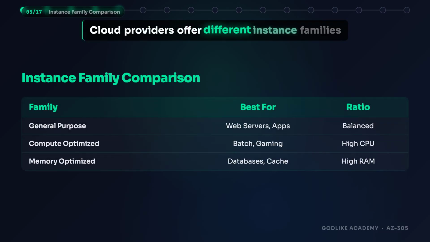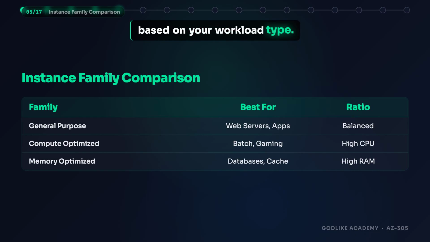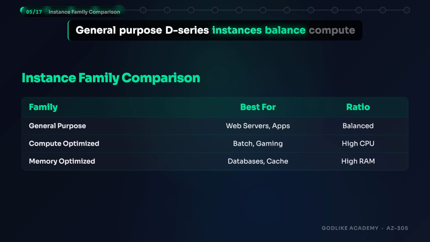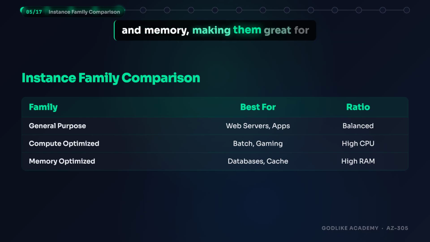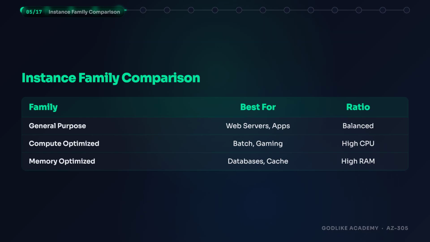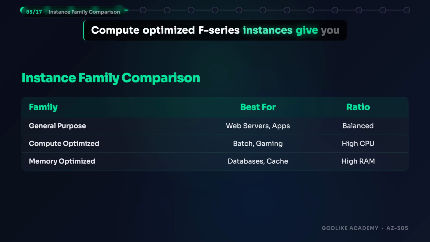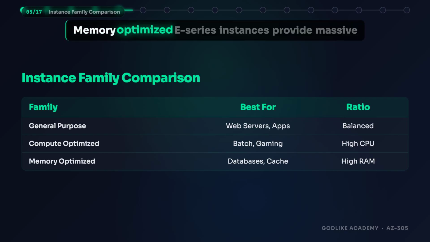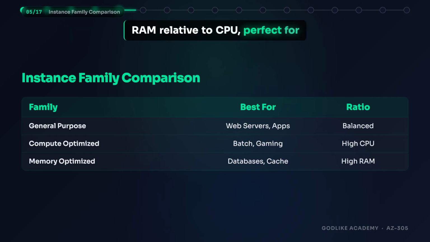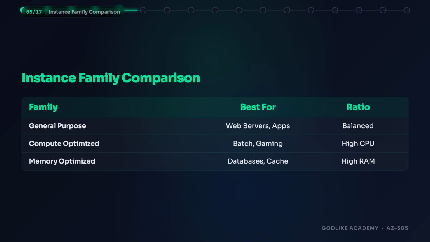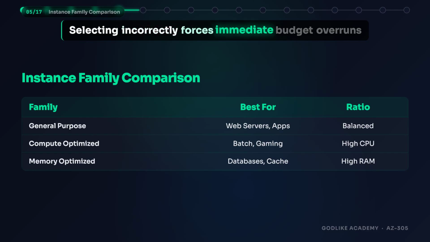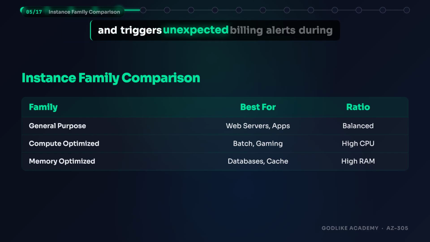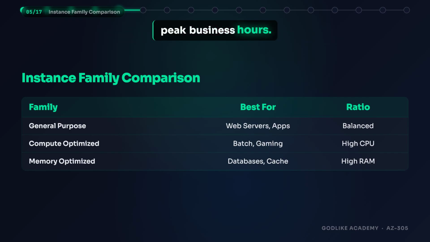Cloud providers offer different instance families based on your workload type. General-purpose D-series instances balance compute and memory, making them great for web servers and light applications. Compute-optimized F-series instances give you a higher ratio of vCPUs to memory, which is ideal for batch processing and gaming. Memory-optimized E-series instances provide massive RAM relative to CPU, perfect for in-memory databases and caching. Selecting incorrectly forces immediate budget overruns and triggers unexpected billing alerts during peak business hours.